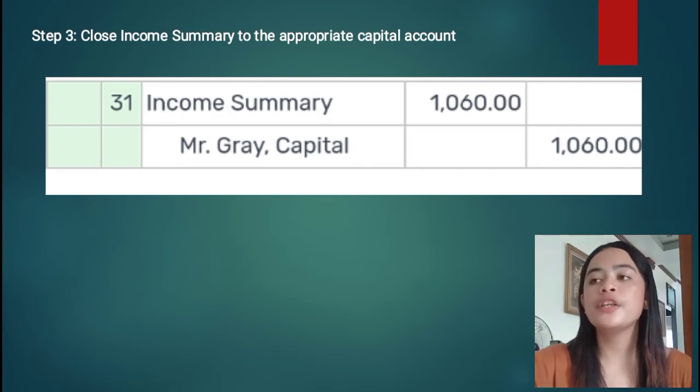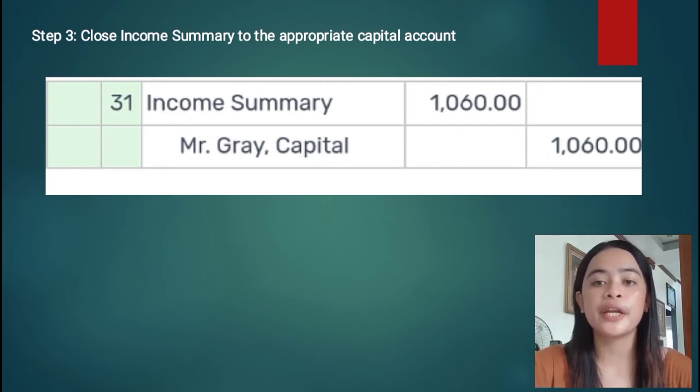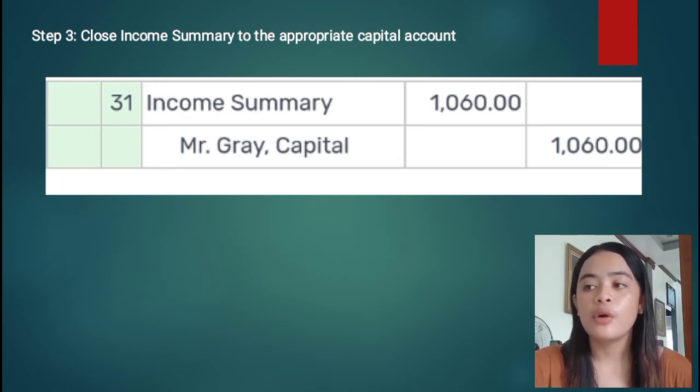For partnership, each partner's capital account will be credited based on the agreement of the partnership. For example, 50% to partner A, 30% to B, and 20% to C. For corporations, income summary is closed entirely to the retained earnings. What if income summary had a debit balance? It means that the company had a net loss. This is closed by doing the opposite: debit the capital account, decreasing the capital balance, and credit income summary.